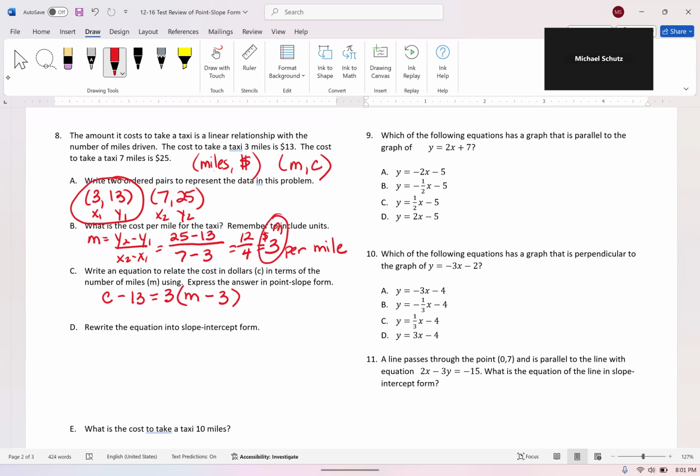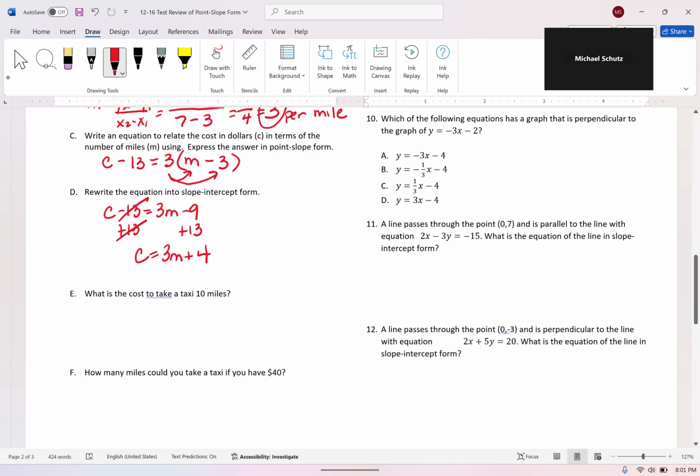Now we're going to rewrite the equation into slope-intercept form by first distributing. So c minus 13 equals 3m minus 9. Then we add 13 to both sides. So we get c equals 3m plus 4.